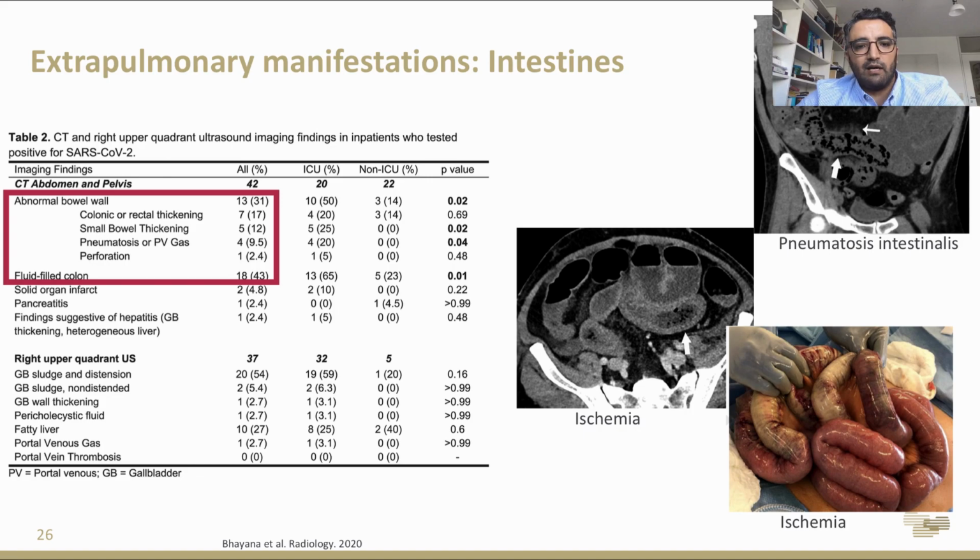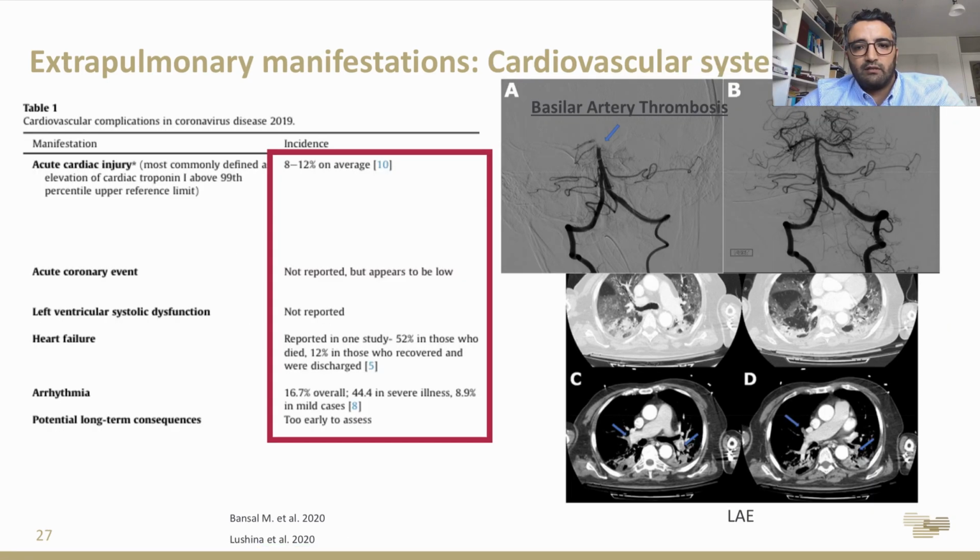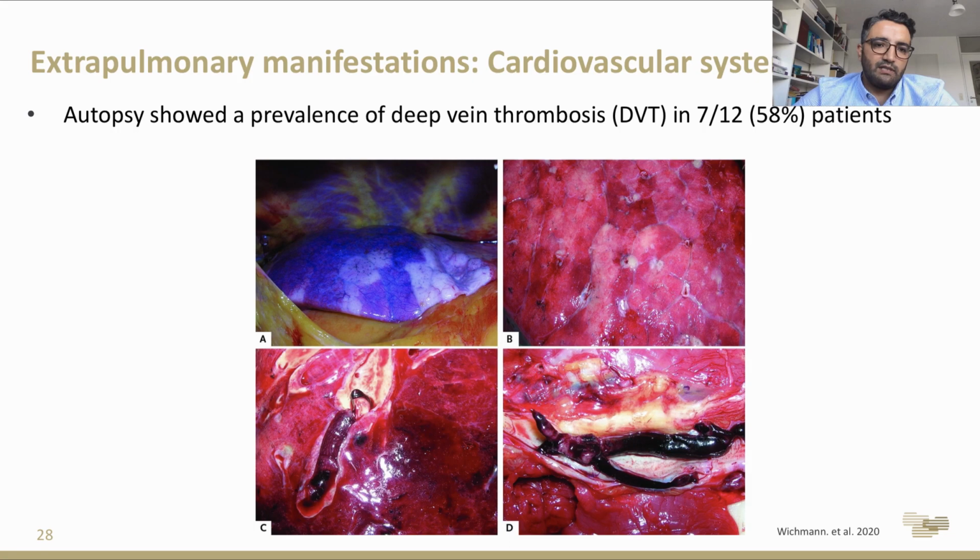The cardiovascular system is affected by this too. For example, you see basilar artery thrombosis in the head, after recanalization, and here are thrombosis or embolia in the lungs. These are things somehow linked or connected to COVID too. An interesting study is an autopsy study that showed that 7 of 12 patients who got an autopsy had a deep vein thrombosis, and before that it wasn't suspected.